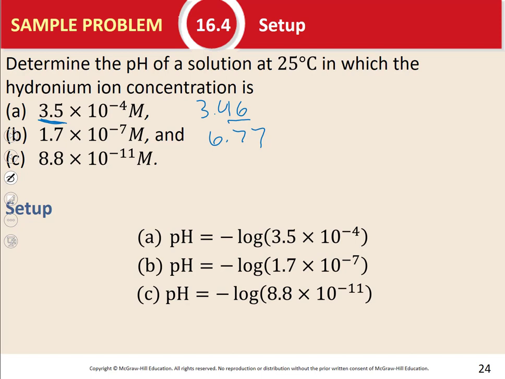This last one, 10 to the negative 11, is smaller than 10 to the negative 7th, so that one's going to be what, acidic or basic? Basic, so pH greater than 7. And what do we get for that one? Good.